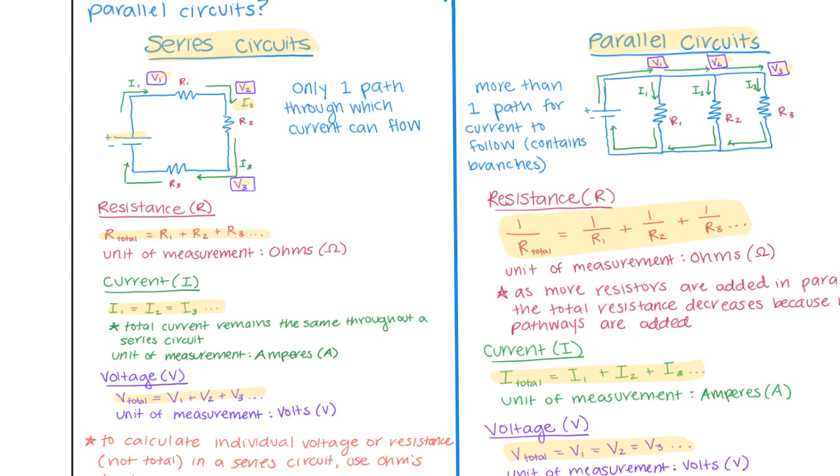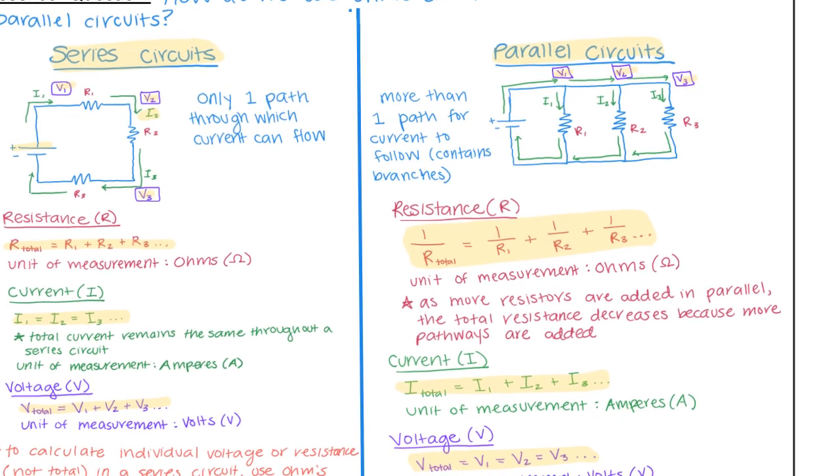However, if you want to know the total current, that's when we're going to look to this equation here. So just note that there is a difference between what we are doing when we are looking at an individual point on a circuit versus the total current, voltage, and resistance of a circuit.